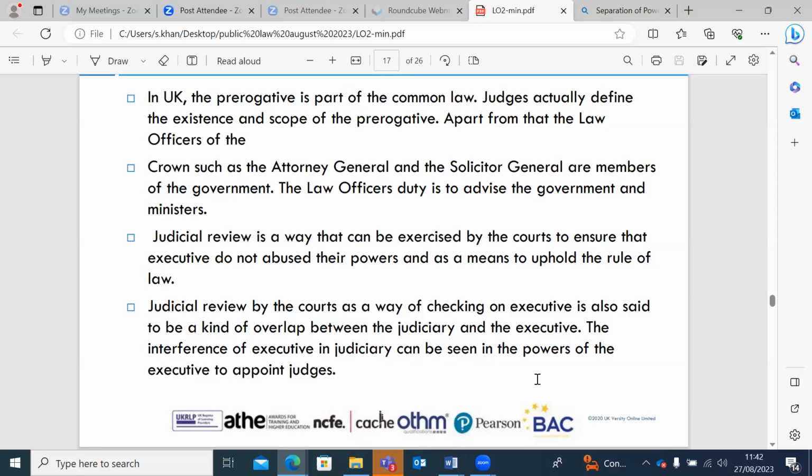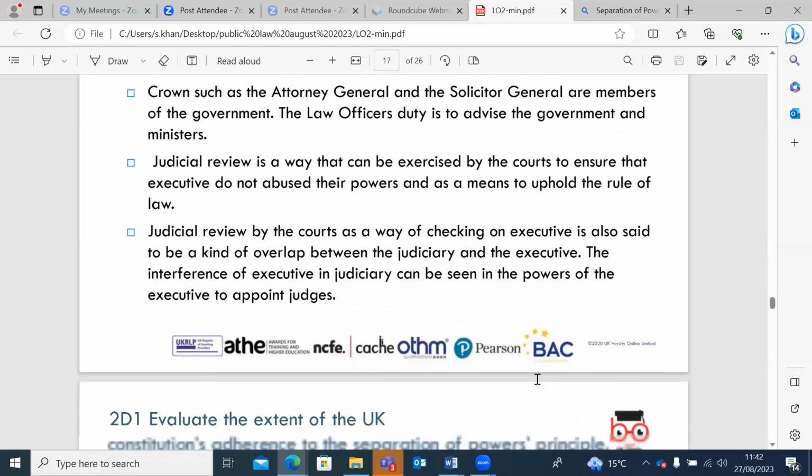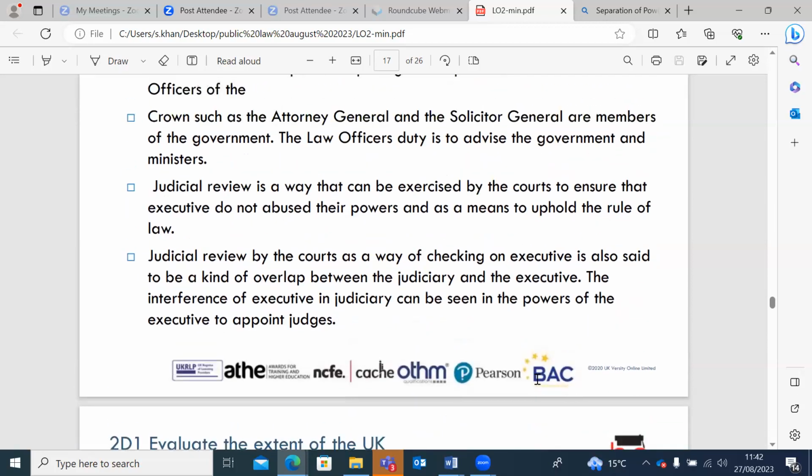Judicial review is a way that can be exercised by the courts to ensure the executive does not abuse its powers and as a means to uphold the rule of law. Judicial review by the courts is a way of checking the executive, and is also said to be a kind of overlap between the judiciary and the executive. The interference of the executive in the judiciary can be seen in the powers of the executive to appoint judges.